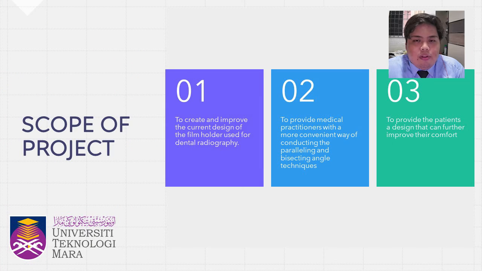So when it comes to the scope of the project, there are three things that I have identified. First one is to create and improve the current design of the film holder used for dental radiography. This is because the current design of the film holder is very limited and causes multiple repetitions for medical practitioners and also causes some pain to the patients.